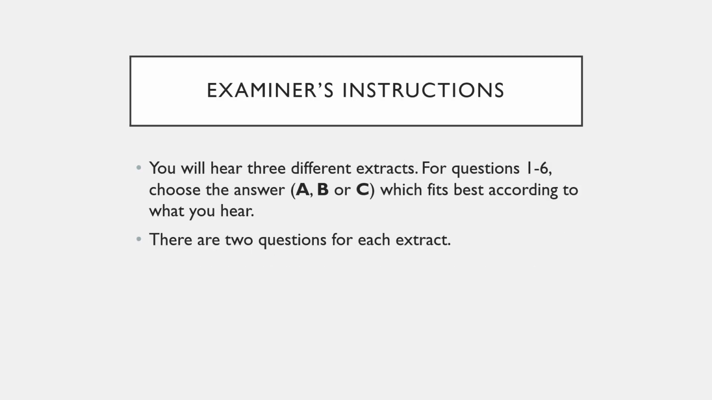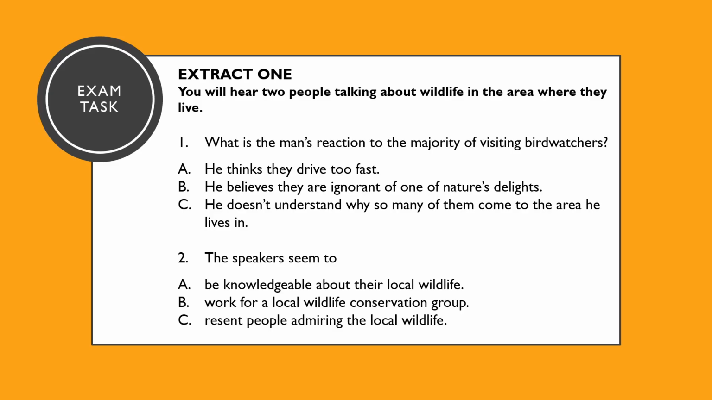You'll hear 3 different extracts. For questions 1 to 6, choose the answer A, B or C, which fits best according to what you hear. There are 2 questions for each extract. First, you will listen to extract 1. Before you listen, read through the questions and underline the keywords. I will give you 20 seconds to do this task.